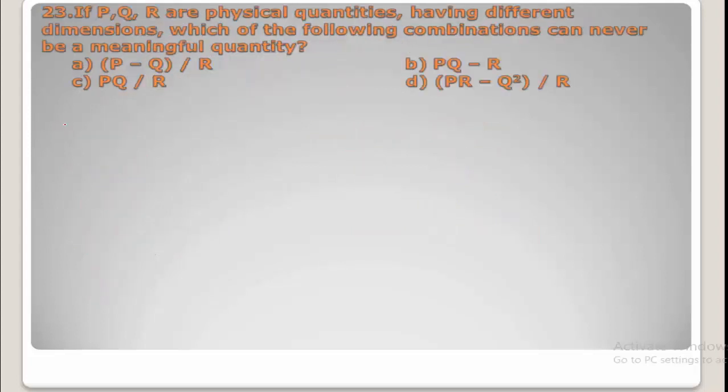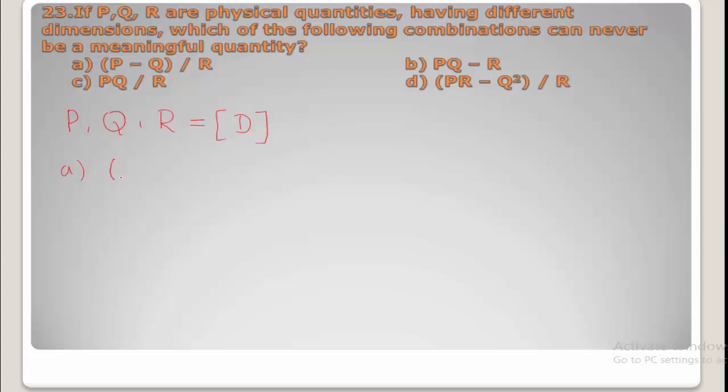If P, Q, R are physical quantities having different dimensions, which of the following combinations can never be a meaningful quantity? There are three quantities P, Q, R. Say the dimension of all the quantities is equal to D. Let us consider it as D. Now in the four options given, which one is not meaningful? We have to find out.